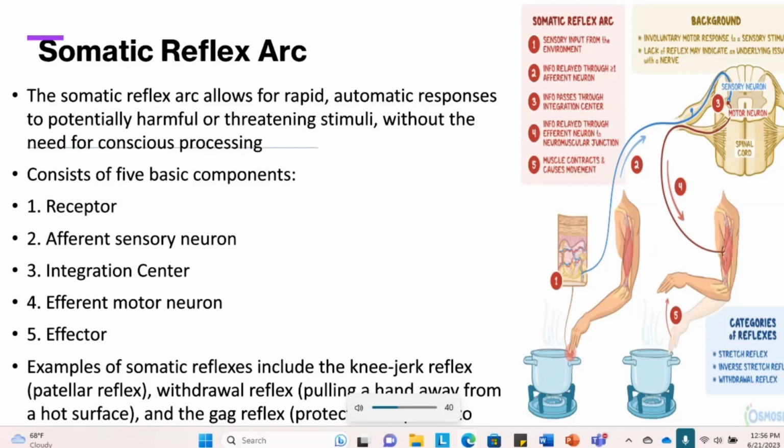So then an example here includes the knee-jerk reflex, so the patellar reflex, the withdrawal reflex, so pulling your hand away from something that's hot, and then the gag reflex, so it protects from choking.